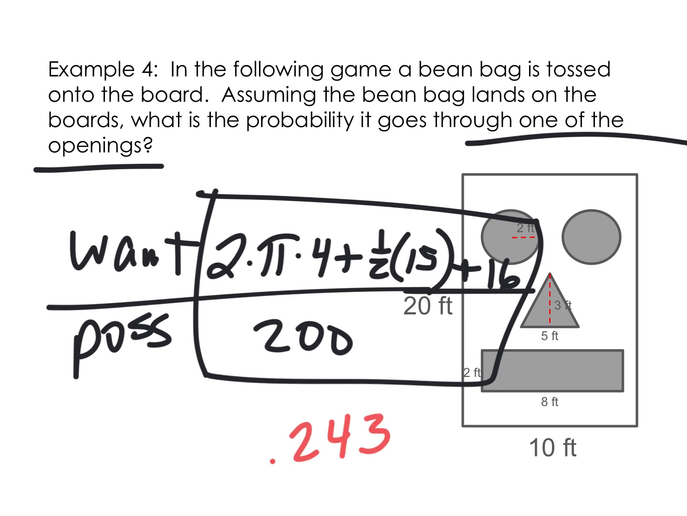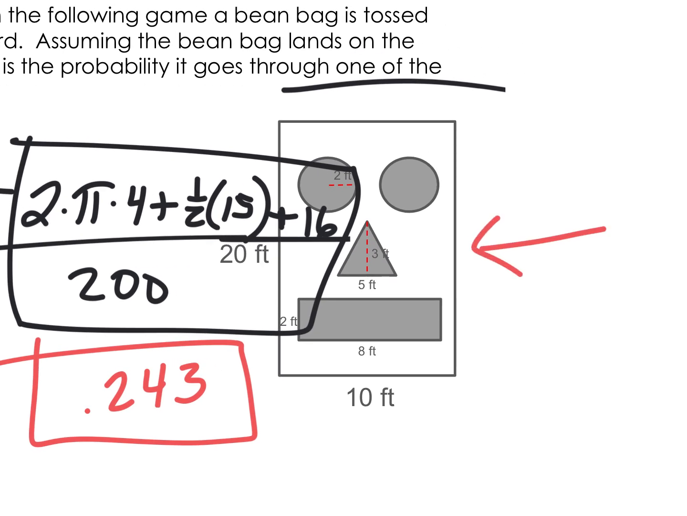0.243. Can anybody verify 0.243? Lots of nodding heads. Yay. Okay, cool. All right. That's all you got to do. That is about as hard as they possibly get. If you got this problem right, you've already got this section of the test right.